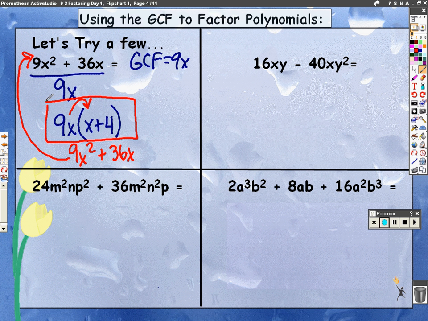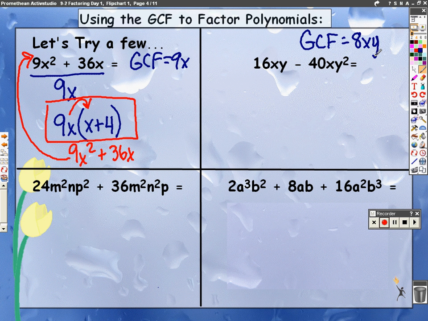16xy minus 40xy squared. Again, to find the greatest common factor, I have to look at 16 and 40. And the greatest common factor for 16 and 40 is 8. Okay. Then I look at my variables. I have x in both of those terms, so since they share that x, that's a common factor. Then I also have y and y squared, and both terms share one y. So my greatest common factor is 8xy.